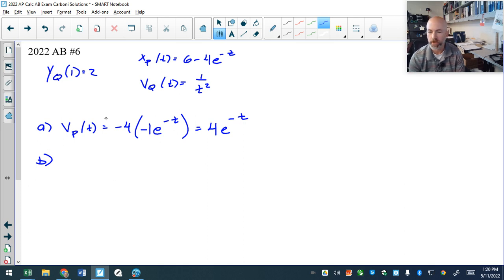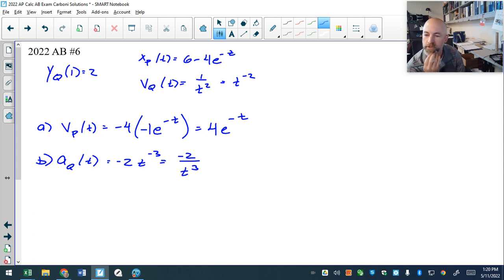The acceleration of particle Q would be the derivative of the velocity. So think of that as t to the negative 2 power, and the acceleration of particle Q would be negative 2 t to the negative 3, which would be easier to think of as negative 2 over t cubed. I'm looking for intervals. They do tell you that t is greater than 0. So that's what I was looking for. So t is always greater than 0. And they ask when the speed is decreasing, find all times for which the speed of the particle is decreasing.